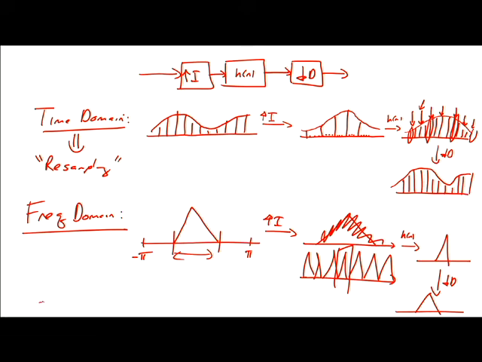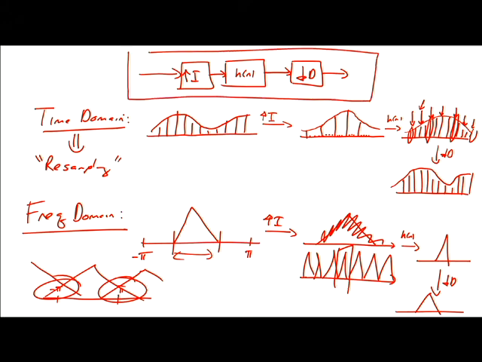What ends up happening is we get this. Let's say that's minus pi and pi. And let's say D is much larger than I. You get this, then you get this, you get this, and that's aliasing. That's bad.